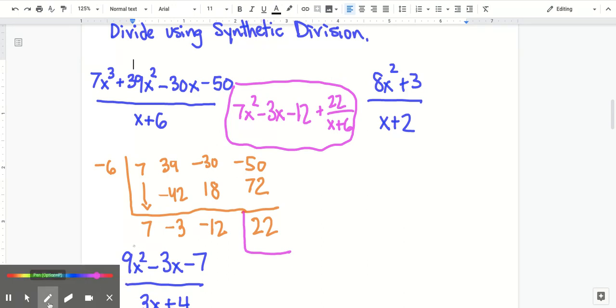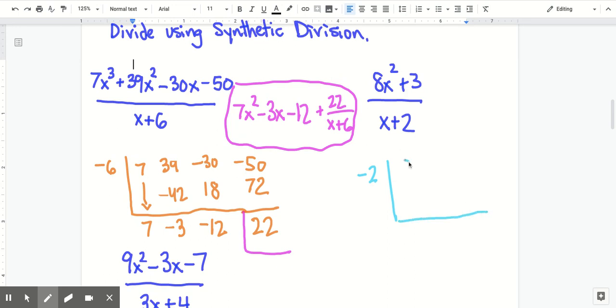Let's go ahead and look at this next example here. When I go to make my division box, my outside is going to say a negative 2. And then on my inside, I'm going to have 8x squared plus, there is no middle term right here, so you have to put a 0 in the middle.